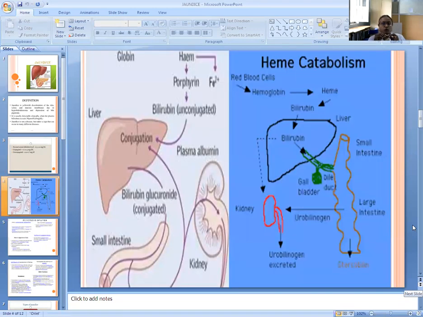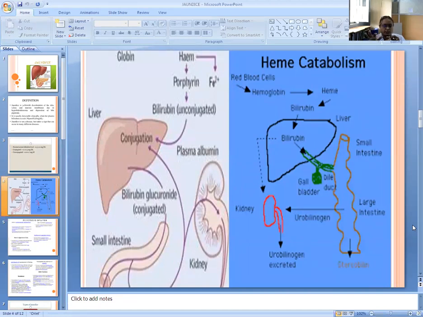Now you should know the bilirubin pathway. There is an increasing bilirubin level in the blood, which is responsible for jaundice, or which is responsible for yellow discoloration. So why is there an increase in bilirubin level? Before that, you should know the bilirubin pathway. Bilirubin is the end product of hemoglobin catabolism or heme catabolism.